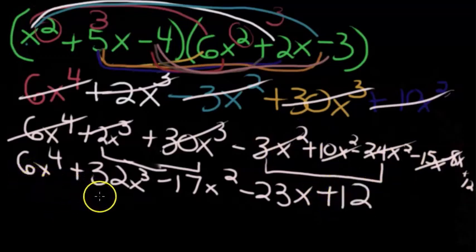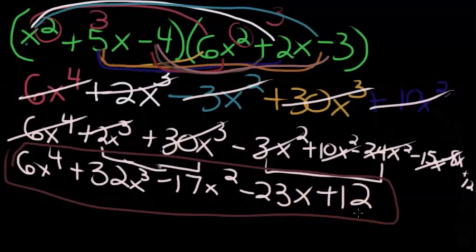Let's look again to see if we have any common like terms. And we don't. So this 6x to the 4th plus 32x cubed minus 17x squared minus 23x plus 12 is going to be your answer.